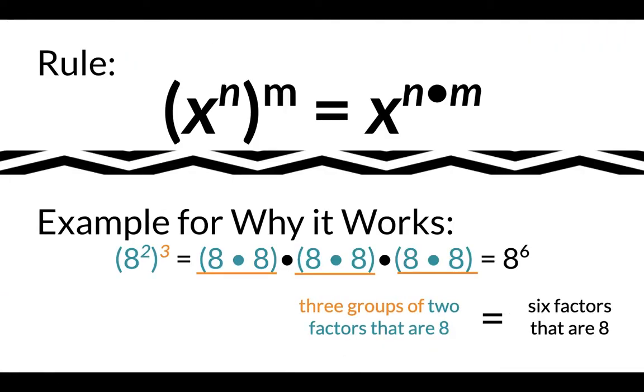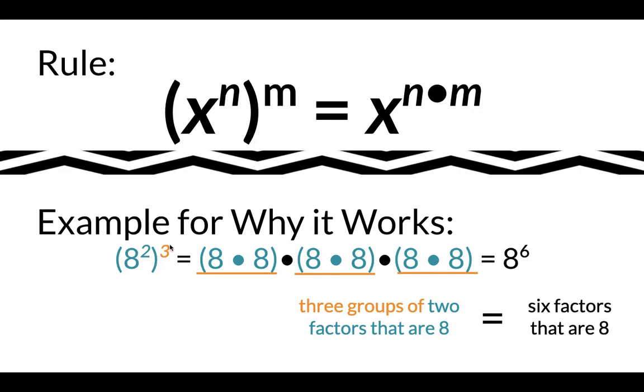Next rule, power to power. It means we're going to multiply our exponents, n times m. So how does this work? To prove it, if we had 8 to the 2nd power, all raised to the 3rd power, we're going to multiply our exponents.